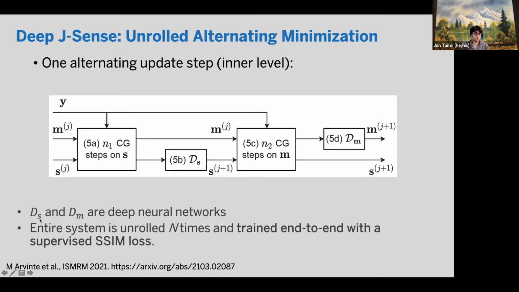And so our networks are similar to MODL, where they're convolutional based. And then the entire system is unrolled and trained end to end with a supervised loss. And in this case, we're using structural similarity.